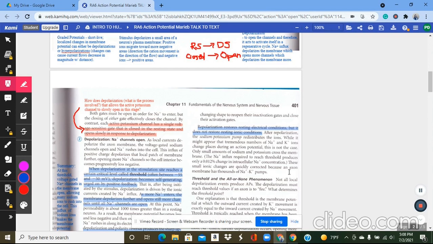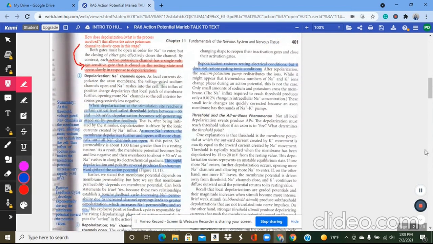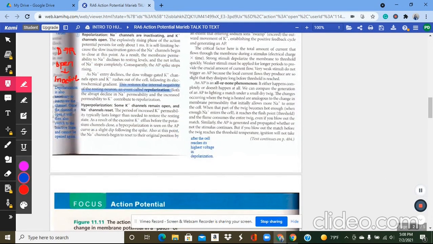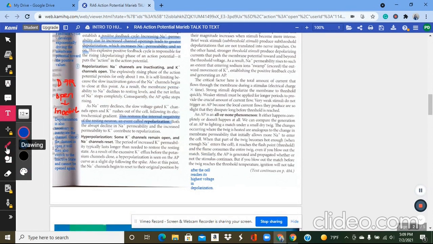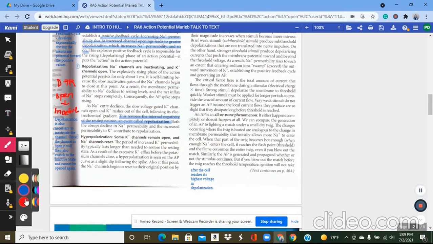The sodium influx required to reach the threshold produces only a 0.012% change in the intracellular sodium concentration. These small ionic changes are quickly corrected because an axon membrane has thousands of sodium and potassium pumps. Okay, so let's talk about this paragraph first.